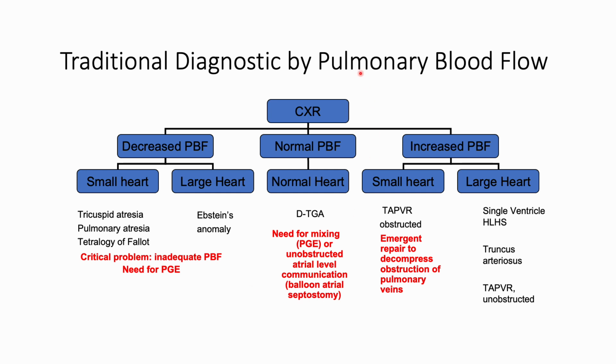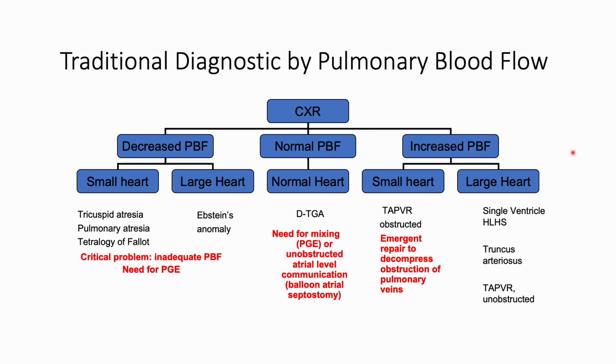Then you could have a chest x-ray with normal blood flow, normal size of the heart, that usually ends up being a d-transposition because the blood makes it to the lungs. It's just the wrong type of blood. The red blood is going to the lungs and the blue blood is going to the body. So the size of the lungs and the heart and the size of the blood volume in the lungs remains the same, so everything is normal based on chest x-ray, but it's the wrong type of blood.